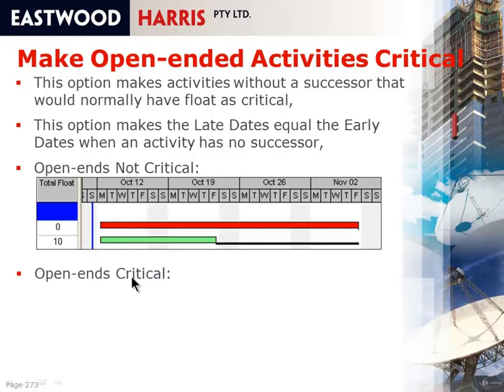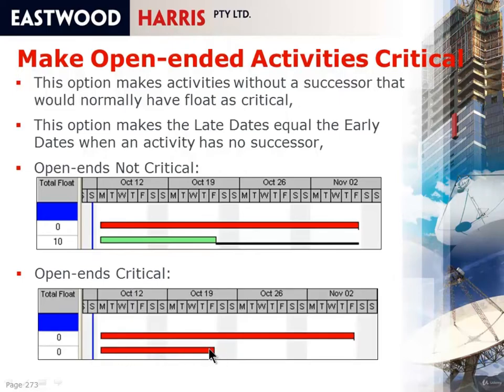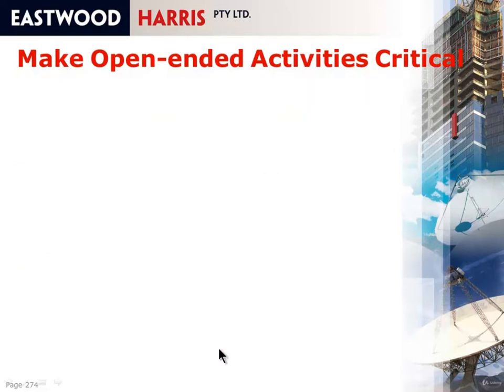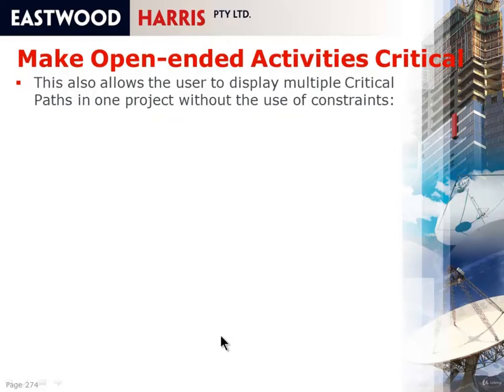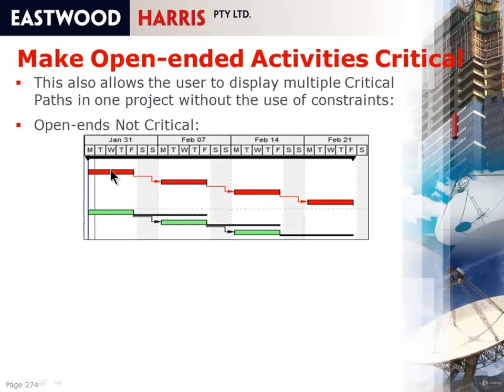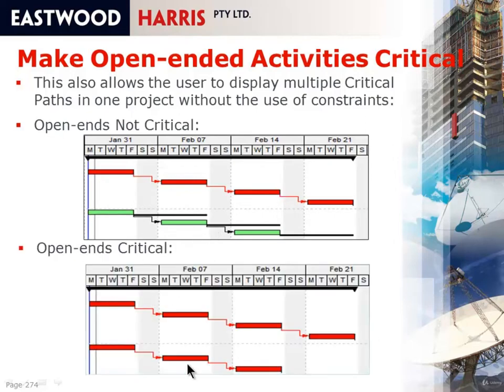If you mark it as open ends are critical, then this one here that doesn't have a successor, the early dates are made the late dates, and this is critical. So where's this useful? For example, this allows a user to display multiple critical paths in one project without the use of constraints. If open ends are not critical, I can't see the critical path on both chains of events. But if I make open ends critical, I can see the critical path on both chains of events.